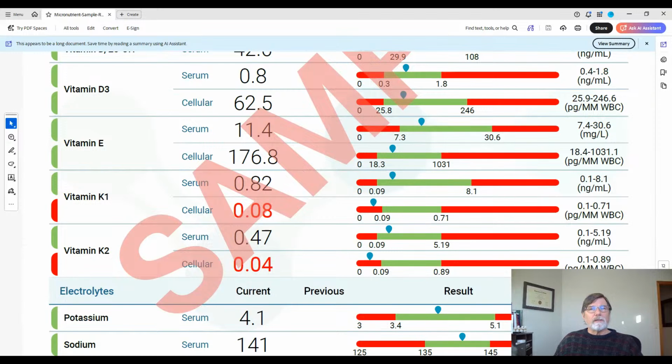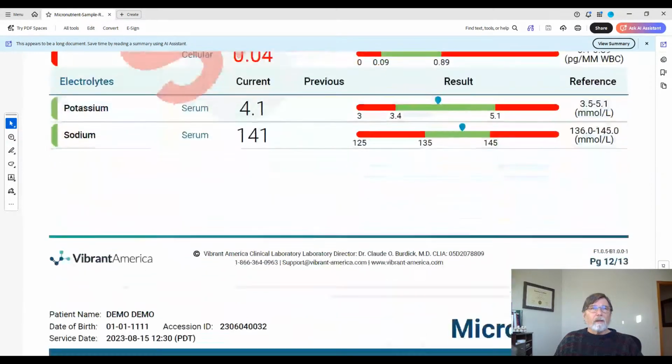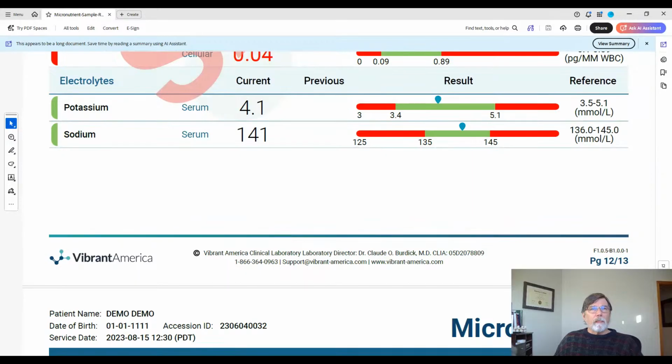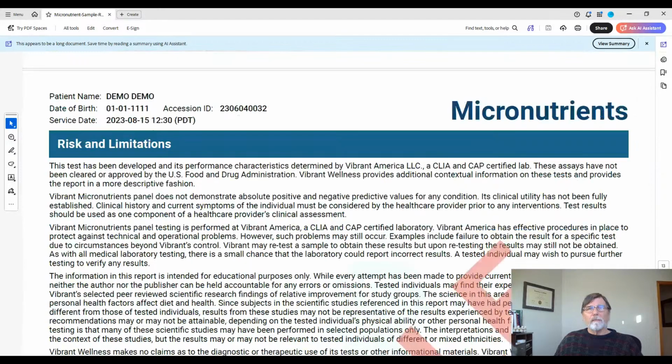So here's vitamin K. Serum level is lower normal, but the cellular level is low. Well, we at least want this in the normal range. And if that means that, because there's energy metabolism issues preventing this, do we need to push this into the high normal range so that we can have the cellular numbers into at least the low normal range? Same thing here with vitamin K2. Potassium, sodium, and then that's the end of the test.